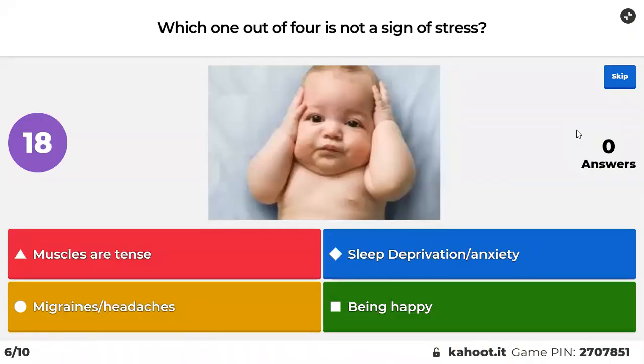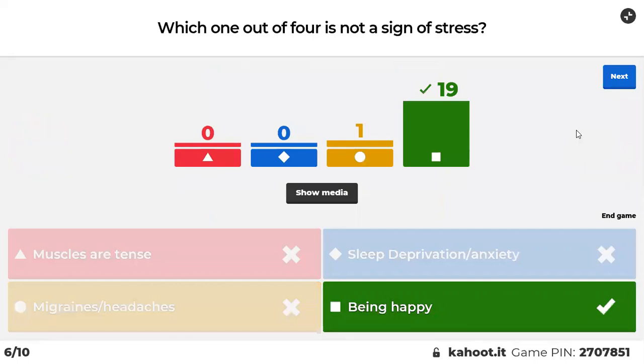Which one out of the 4 signs is not a sign of stress? What phone company is Tam with? Because let me tell you, answering those questions very quickly. Yes, being happy is not a sign of stress. When you are feeling euphoria and positivity, all of those things, you are not in a stressful mental state at that point. So being happy is not a sign of stress.